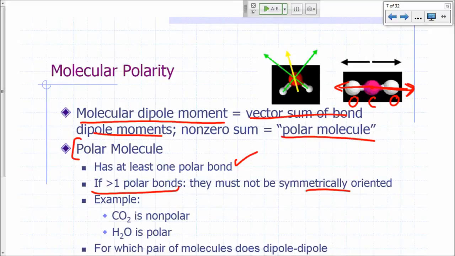What about water? Here's your oxygen, and here's your hydrogen right here. You have a polarity towards oxygen. Oxygen is more electronegative than hydrogen. So there's a polarity going that way, and there's another polarity going this way. So you can see there's a net polarity towards the oxygen end of the molecule. So we say that a water molecule is polar. Okay, so that's how you can tell if you have a polar molecule or not.